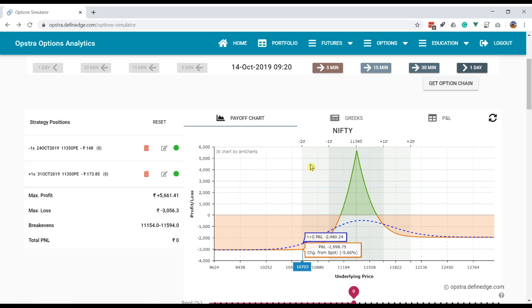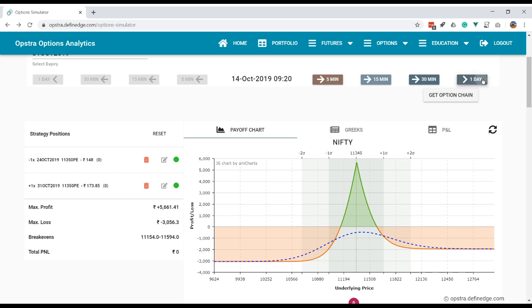Now this is how typically you will see your calendar strategy, put calendar strategy. Here your loss will be undefined, but it will be limited because you have a long back month option, and you have shorted a front weekly put option. So now we proceed further.